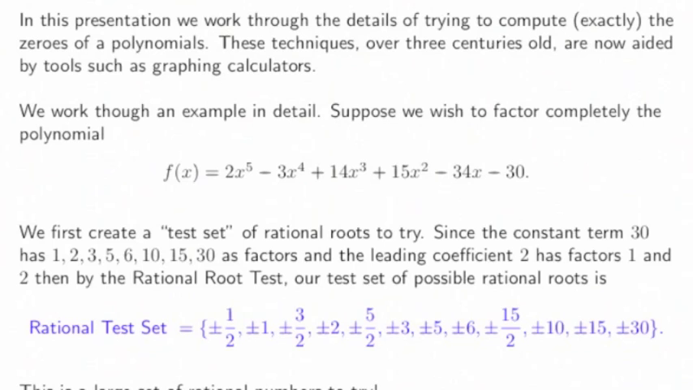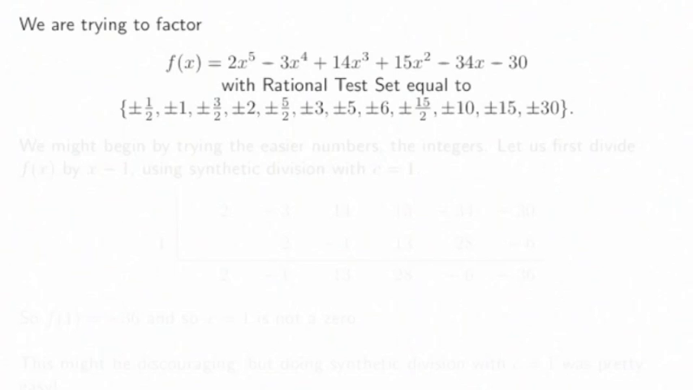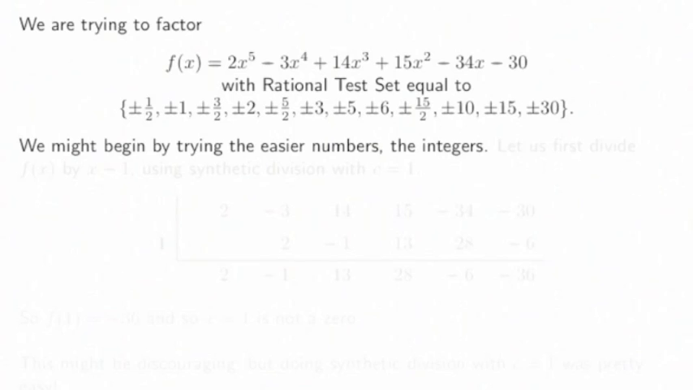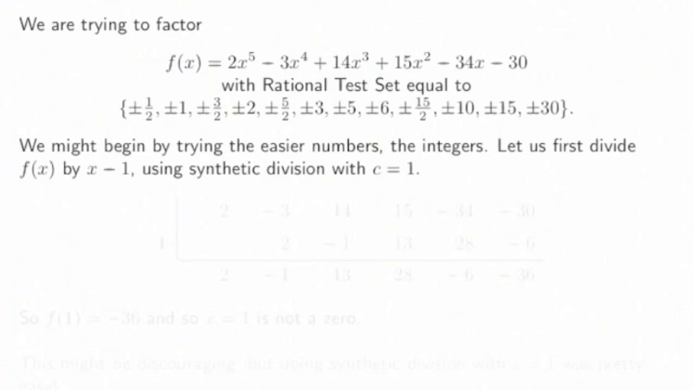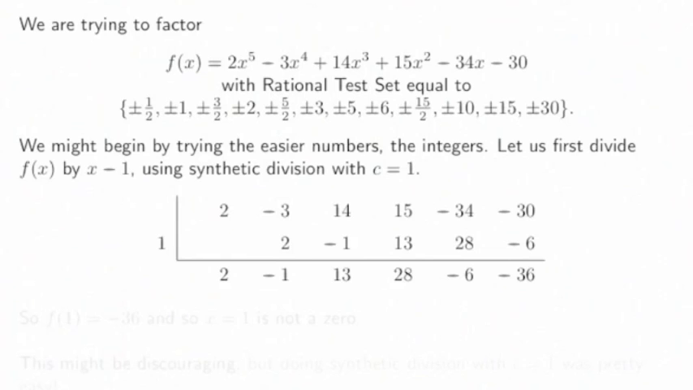Now this is a large set. So we're going to factor this polynomial with this large rational test set. Let's just jump in. Let's begin by trying an easy number from this list. We're going to try whole numbers first, and in fact let's try dividing by x minus 1 using synthetic division where c is 1. So we're going to see if c equals 1 is a rational root. There's my synthetic division. You could work this out on your own.